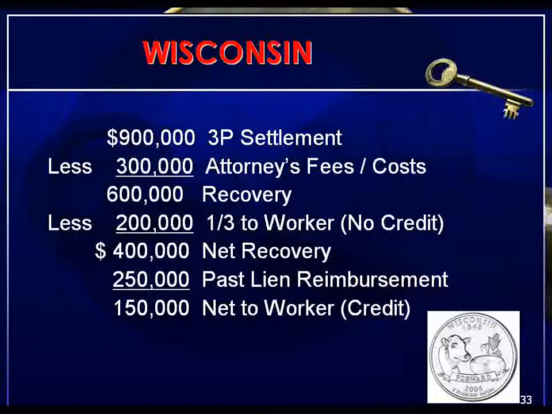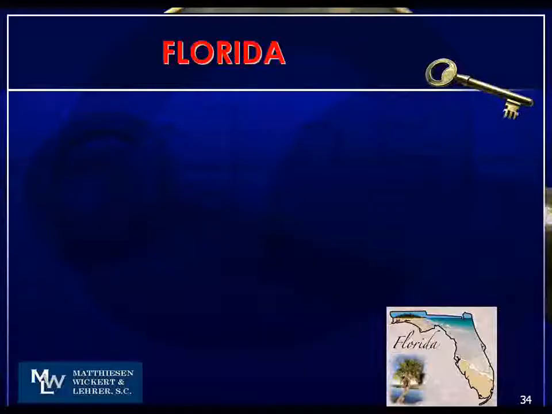Now in Wisconsin, it's a little more straightforward. $900,000 settlement, $300,000 in attorney's fees, $600,000 net recovery. Under the formula, a third goes to the worker. It doesn't constitute a credit. $400,000 net recovery gets reduced by the past lien, and we have a future cushion of $150,000. That's pretty straightforward. But you have to file and document your credit on a form WKC 170. Again, that's in that chart that's on the website.